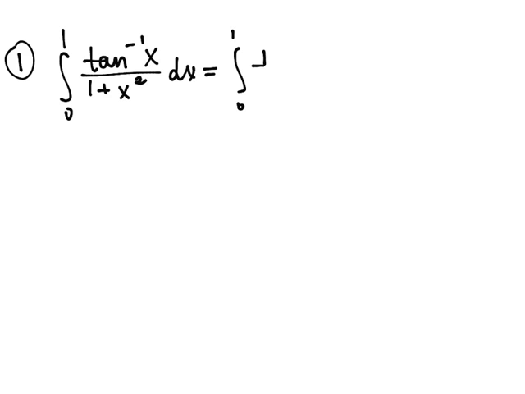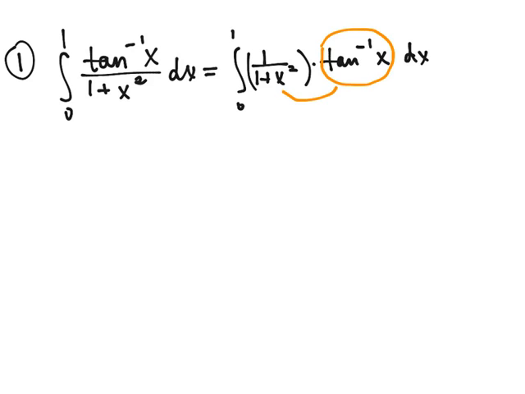So 1 over 1 plus x squared, I'm going to put it separately, times tangent inverse of x dx. So I said this guy can be replaced with u, because I can find a derivative of this easily, which equals to that. And then after that I can solve my integral quickly.